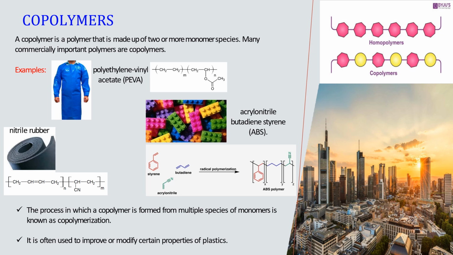And in fact, in industry, many commercially available polymers are made of copolymers. For example, you have PVAR, polyethylene vinyl acetate. So it will involve ethylene monomers and vinyl acetate monomers. You will introduce different kinds of functional groups in the final polymer.